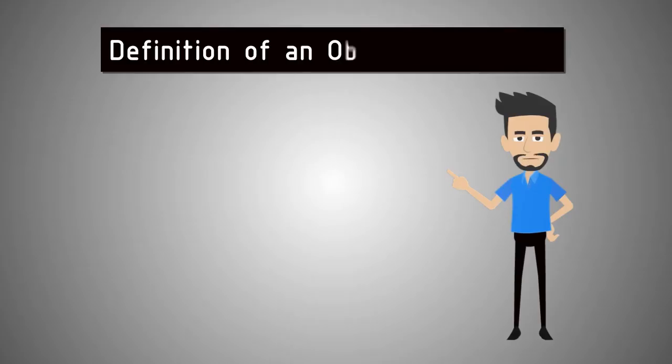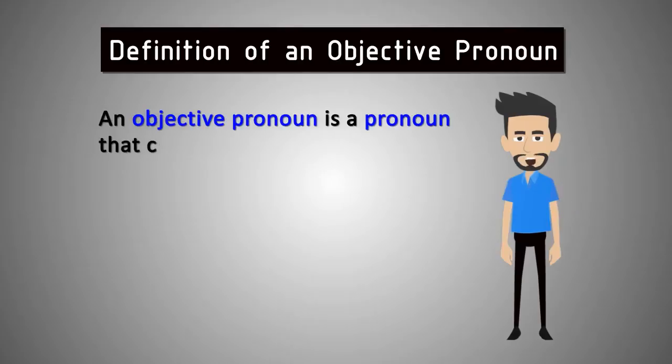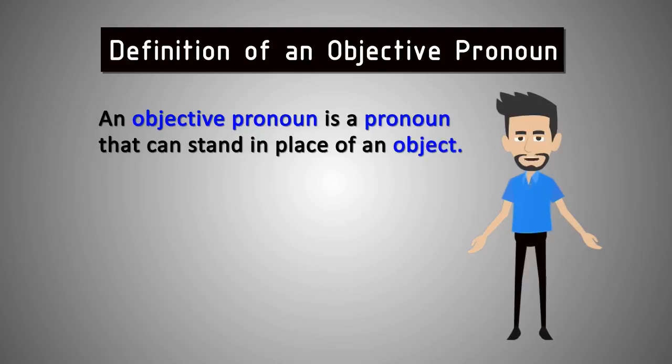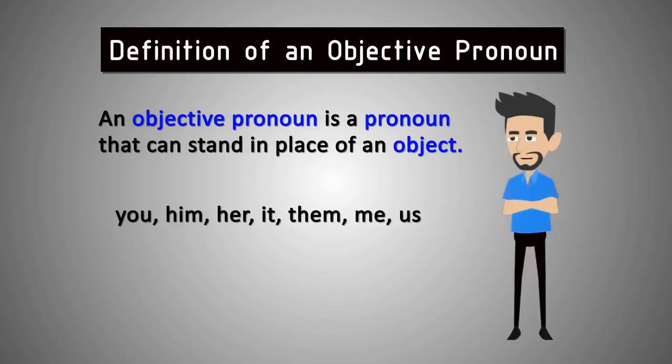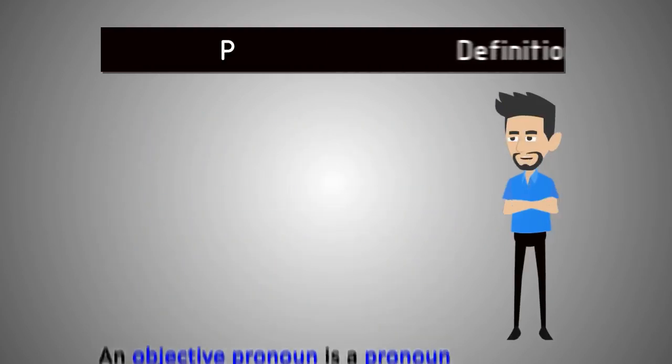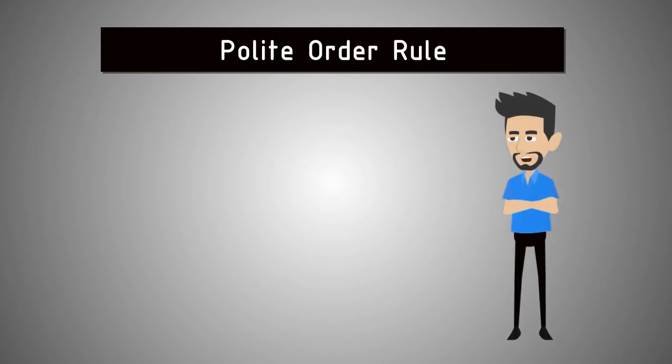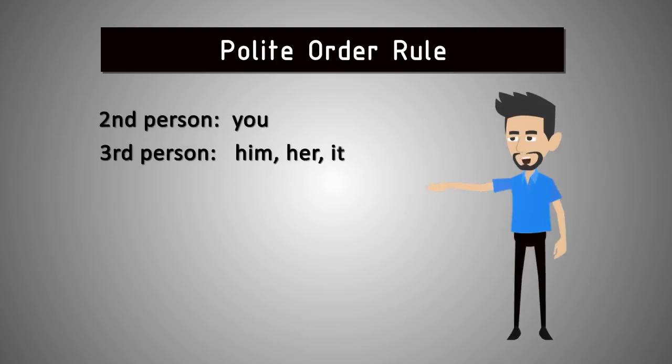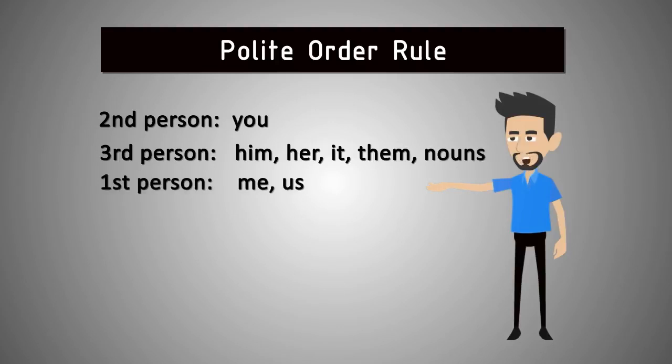Okay, so tips. Basically, you need to remember, if you have a compound pronoun functioning as an indirect object, because indirect objects are objective pronouns, make sure you follow the polite order rule and you use only those objective pronouns from that list. If you use pronouns from that list, you will be safe and you'll be correct every single time.